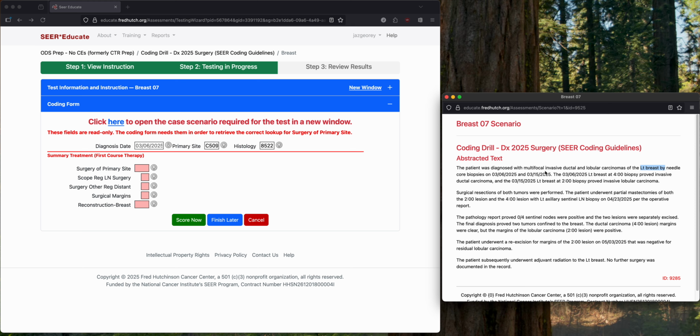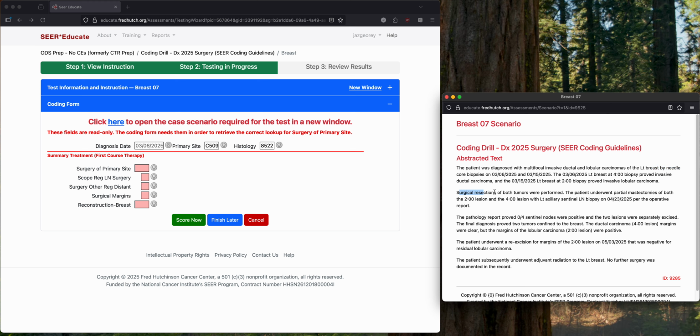Two different biopsies here. 3/6 left breast at 4 o'clock, biopsy proved invasive carcinoma. 3/15 at 2 o'clock, left breast. Okay, so there are two tumors here, in different places of the left breast.